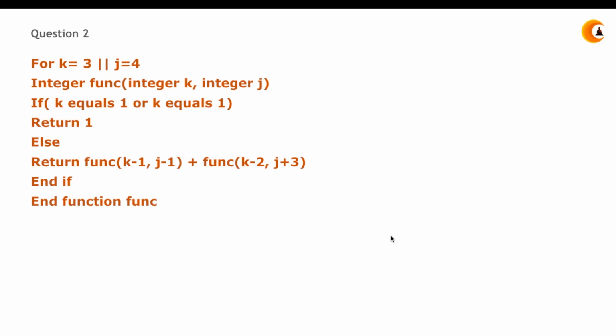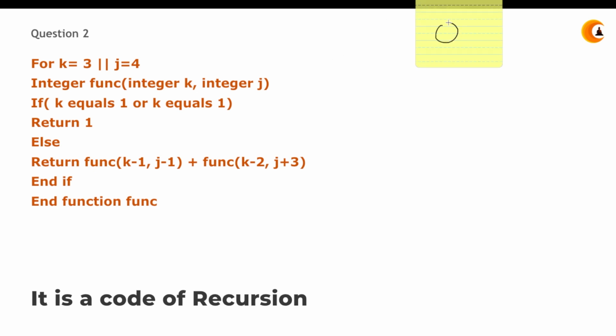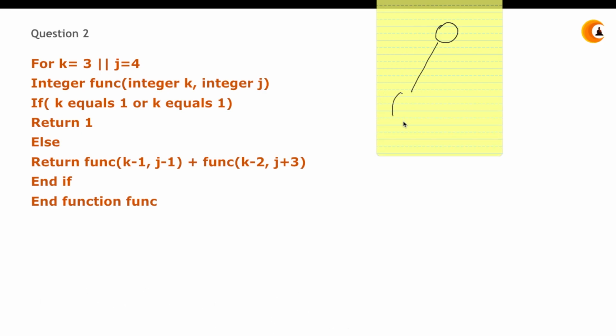Okay, so here the first line says that there are two values given. One is the value for k and the other is the value for j. Now if you carefully observe this pseudocode, it is a code of recursion, right? When we draw a recursion tree, there are generally two parts, one is the right part and the other is the left part. Here we are solving k is equal to 3 and j is equal to 4. First let's do it for the left side, then we'll go for the right side, right?